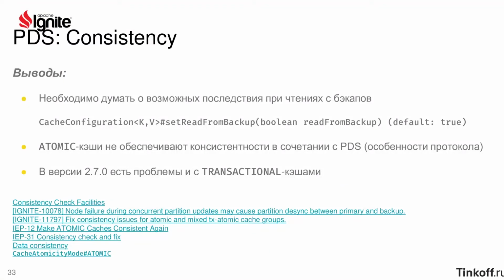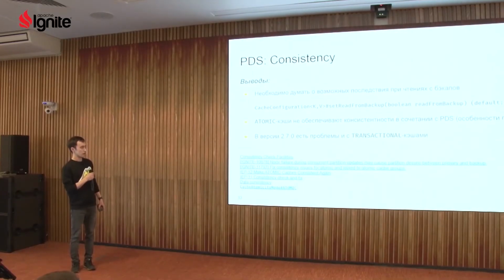We read a lot of documentation. There are links and some conclusions below. When you create a cache, you should consider the read from backup feature, which is enabled by default. This feature makes your cluster somewhat faster because you are able to read data from both primary and backup nodes. But if consistency is broken, you will read inconsistent data.